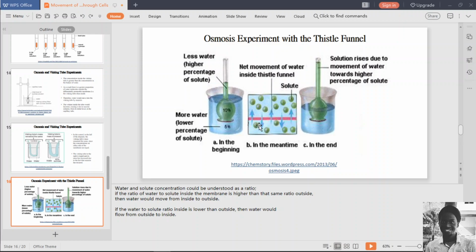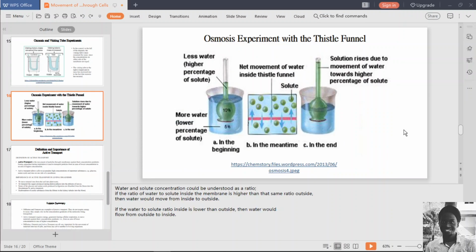Here you have a high percentage of water and a low percentage of solid. Here you have a low percentage of water and a high percentage of solid. So water would move upwards into the funnel. And because water is moving into the funnel, the solution in the funnel would rise. It would rise due to the movement of water towards a higher percentage of solid. Remember, the higher percentage of solid was inside the funnel. So water moved in the direction of the higher percentage of solid, causing the level of water in the funnel to increase.